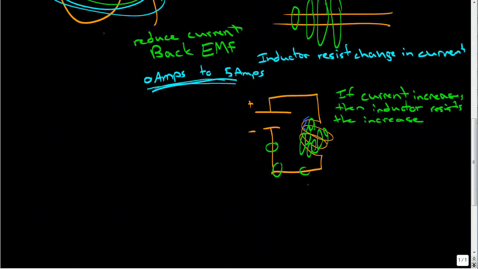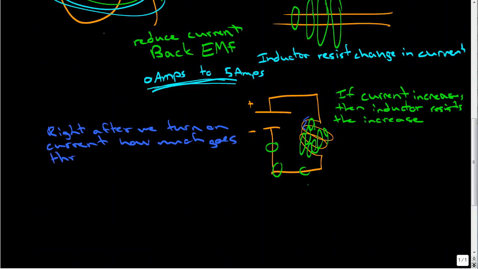And so the other thing is what happens in that first instant, right after we turn on current. How much goes through the inductor? If we just instantly turned on the current, how much current will be flowing through and out the other side of the inductor? And the answer to that is 0 for that instant, because if we instantaneously change the current, then the inductor will instantaneously resist.